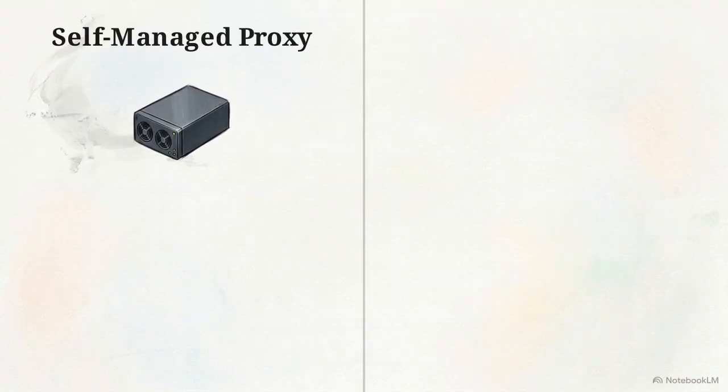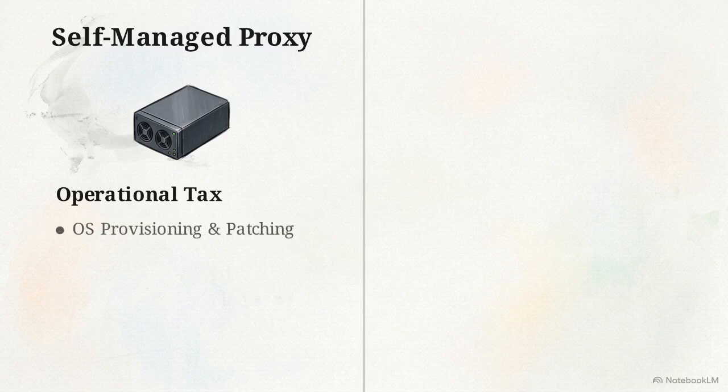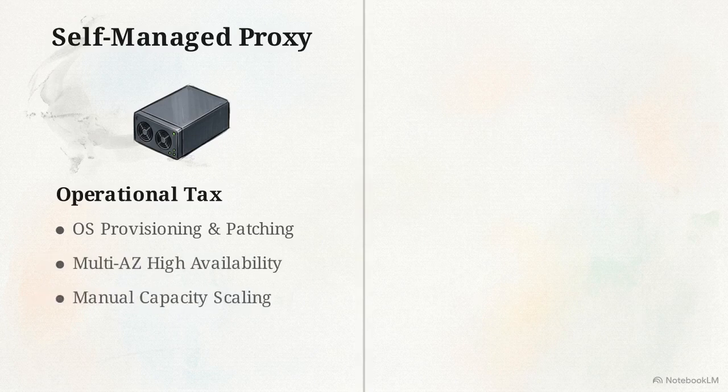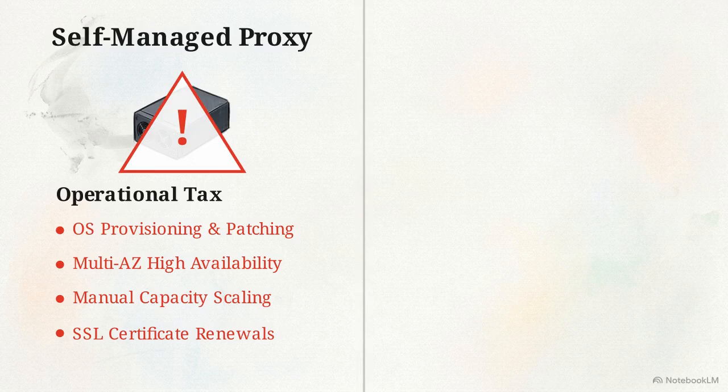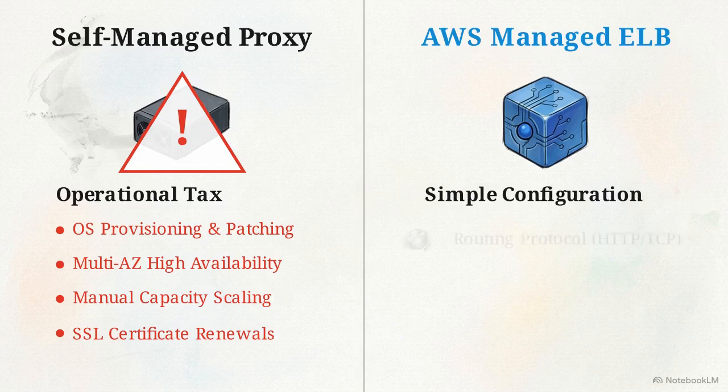The first is to deploy a self-managed load balancer by installing software like HAProxy or Nginx on a standard EC2 instance. At first glance, this approach looks attractive because of the low hourly compute costs, but that ignores the operational tax it places on your engineering team. You must manually handle operating system provisioning, software patching, and configuring high availability across multiple availability zones. The fatal operational flaw of this self-managed model is capacity. Your engineers must manually scale the load balancer itself to prevent the proxy from becoming a single point of failure.